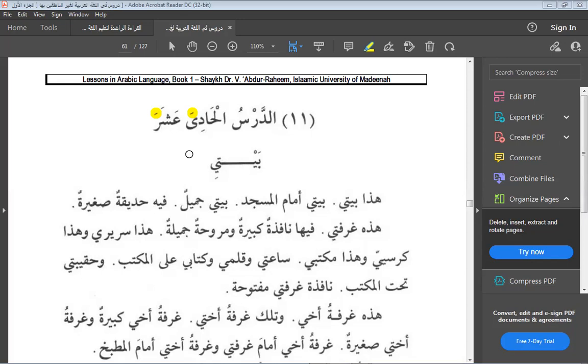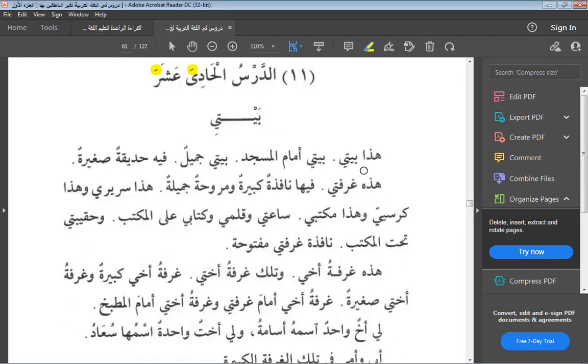Okay. He says, ad-darusul hadiya ashara, bayti, my house. Bayti says, hadha bayti, this is my house. So now we've gone into the essay format. We've started the essay format. Says, hadha bayti, this is my house. Bayti amam al-masjidi.